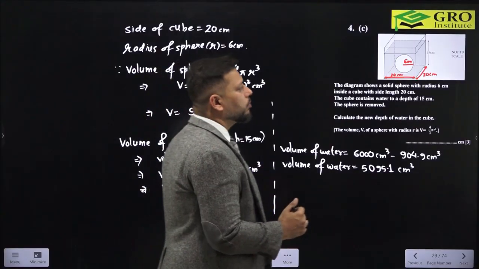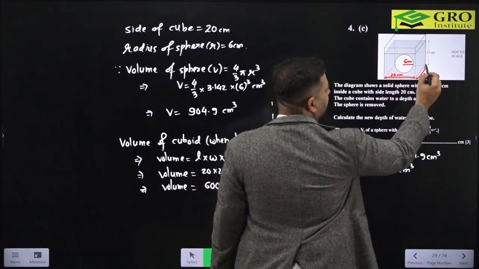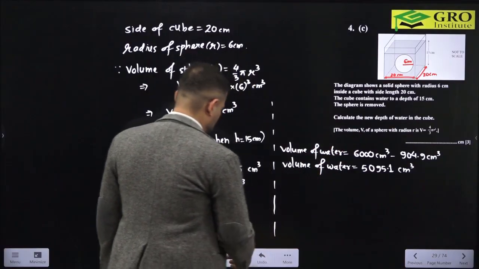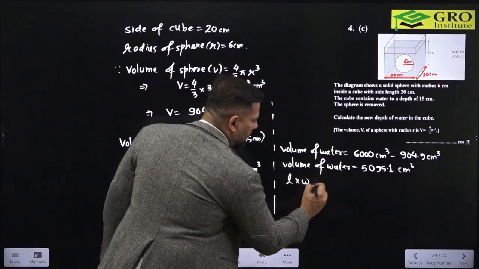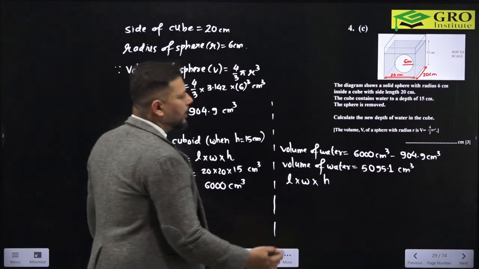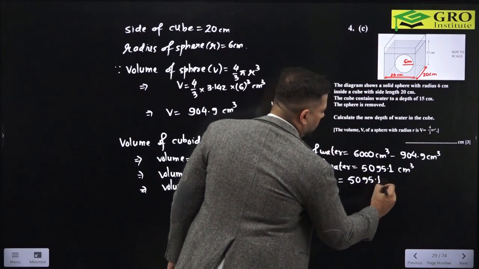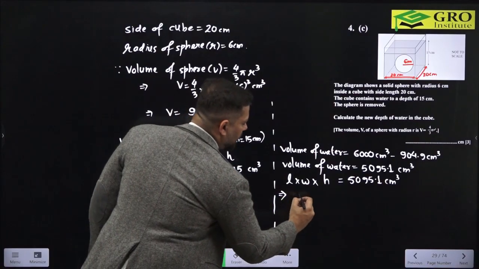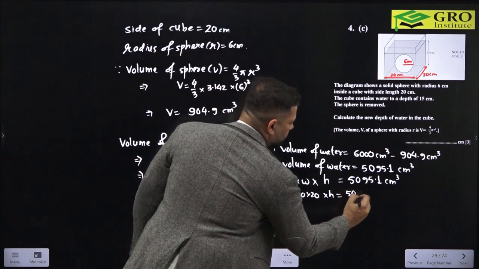And the volume of water will comprise this length, this width, and the height of the water. That is what we need to find, the depth of the water in the cube. So I can rewrite the volume of water as length multiplied with width multiplied with height, isn't it? That is going to be the new depth of water. That comes out to be 5095.1 centimeter cube. So if we solve it by replacing L with 20 and W with 20, H will be as it is.